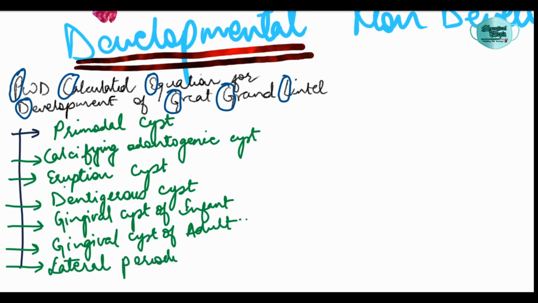With L we have the lateral periodontal cyst, which develops on the side of the root of a pulpless tooth, and it is formed by the stimulation of the cell rest of Malassez. So all of these cysts lie in the developmental origin of the odontogenic cyst.